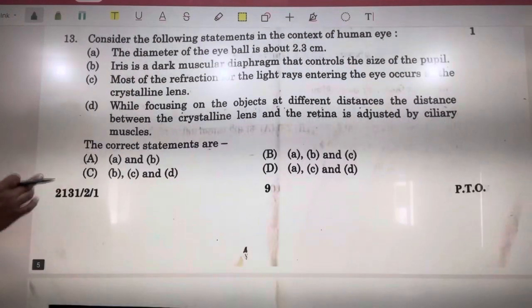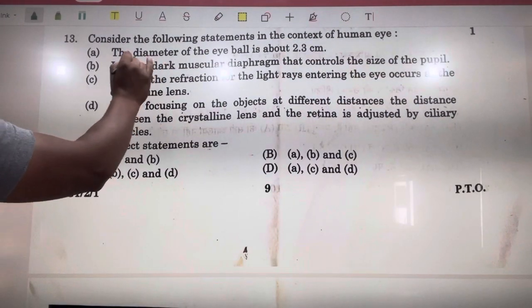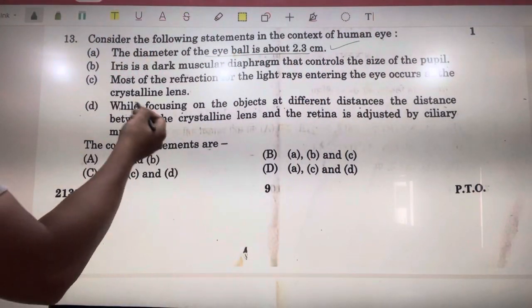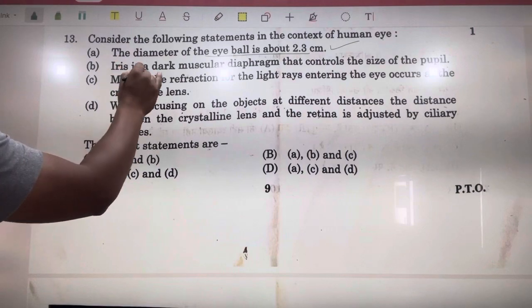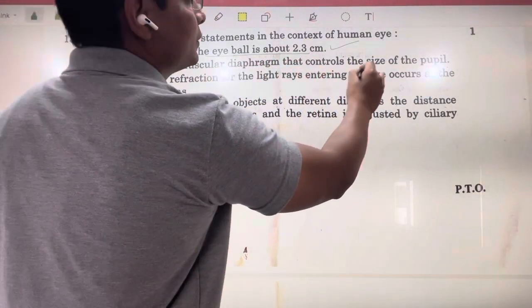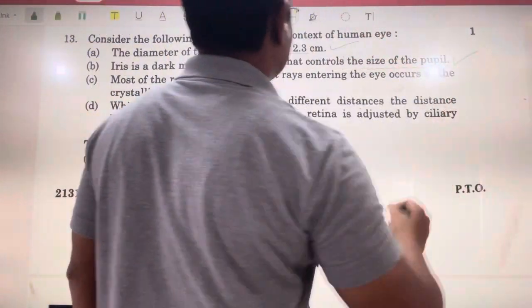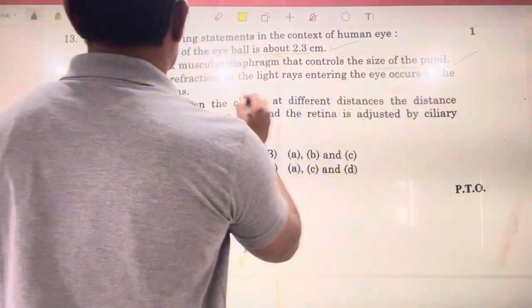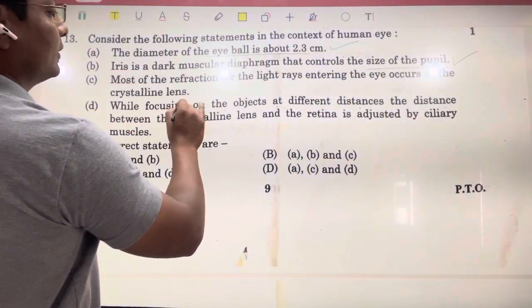The 13th question is, consider the following statements in the context of the human eye. The diameter of the human eyeball is about 2.3 cm, correct, as per NCERT. The iris is a dark muscular diaphragm that controls the size of the pupil, which is also correct. Then most of the refraction for the light rays entering the eye occurs at the crystalline lens. No, it occurs at the cornea.